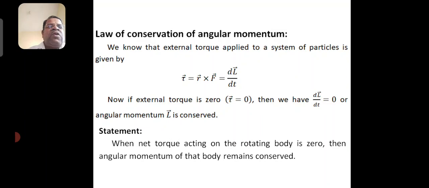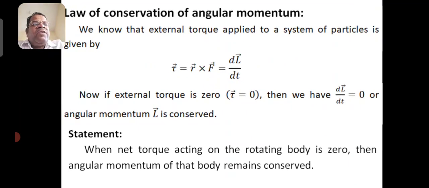If external torque is 0, now tau becomes 0. Now the above equation becomes dL by dt equals 0, or angular momentum L is conserved. Observe here, if tau equals 0, dL by dt equals 0, L is conserved.